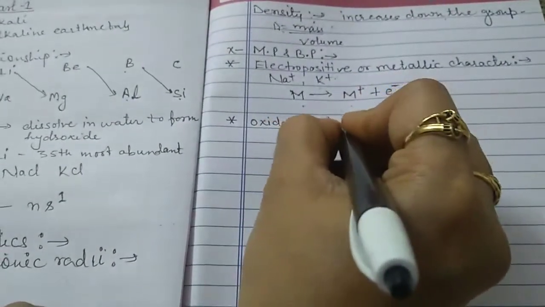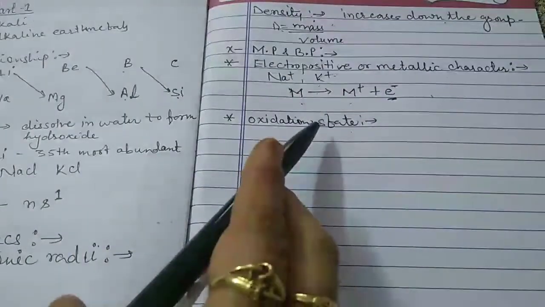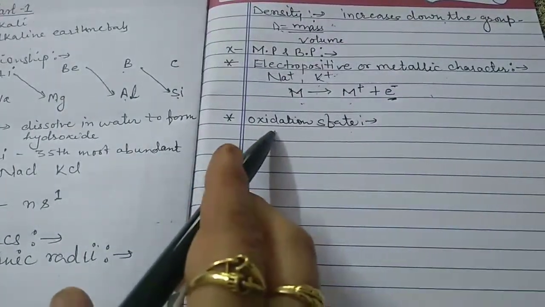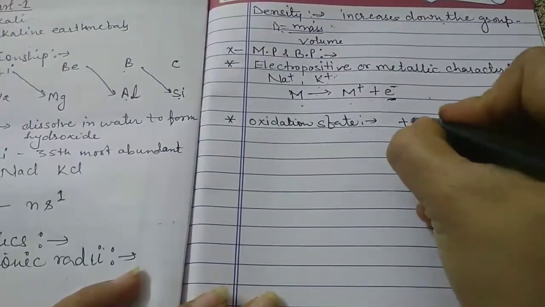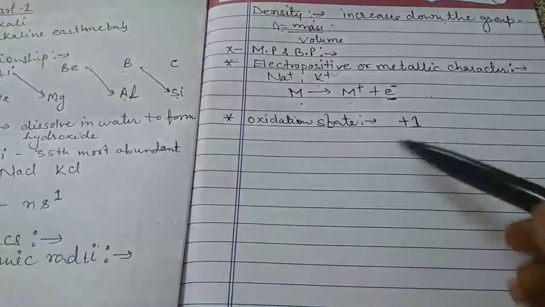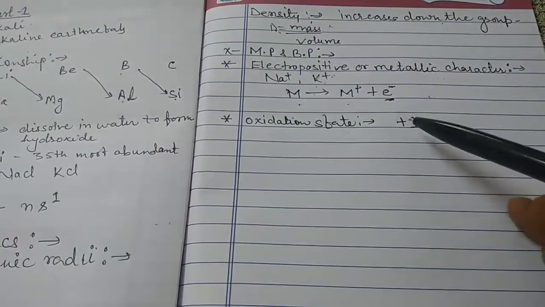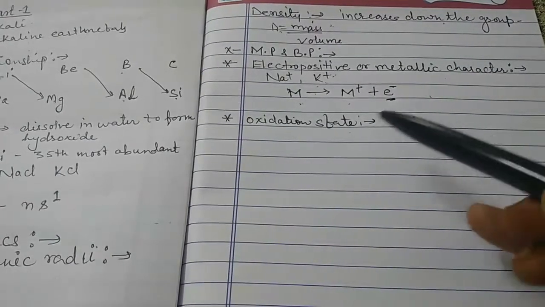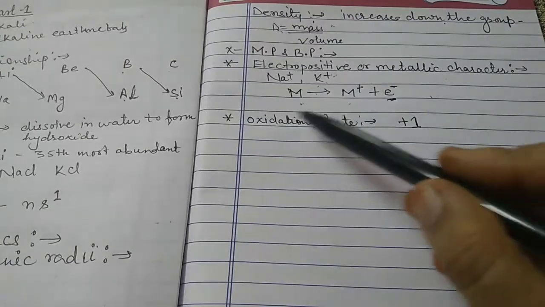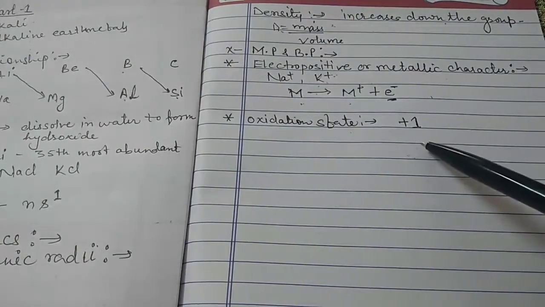Now the next factor is the oxidation state. All the members of the alkali metal family exhibit the oxidation state of +1. We all know very well the oxidation state is the valency, but here we have assigned the charge. Why is it a plus? Because it loses the electron. So the oxidation state of all the alkali metals is +1 in their compounds.